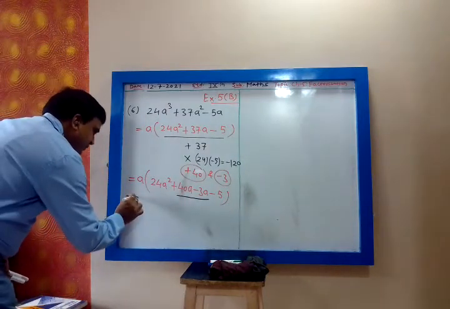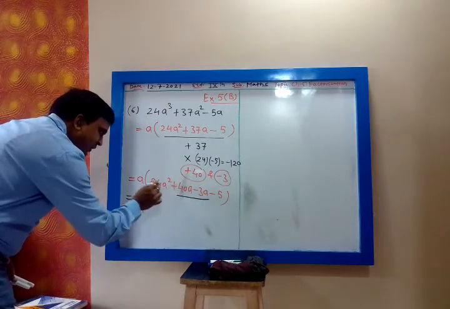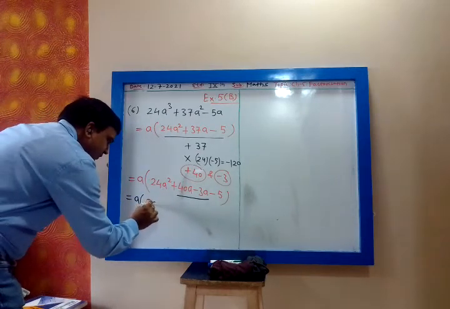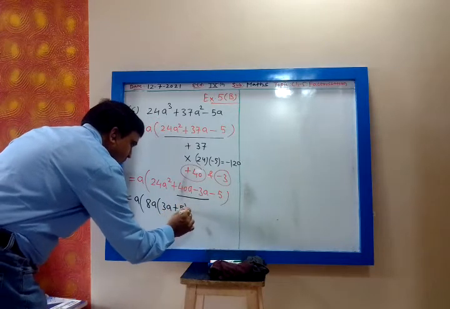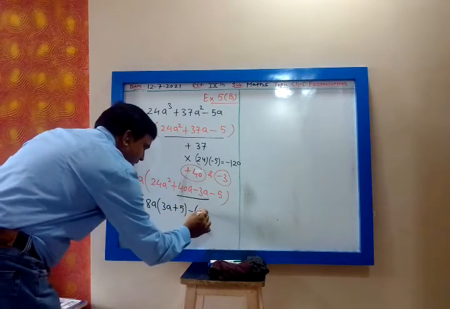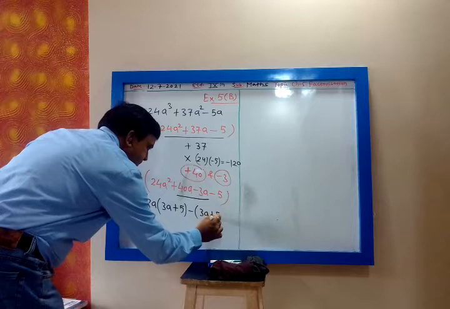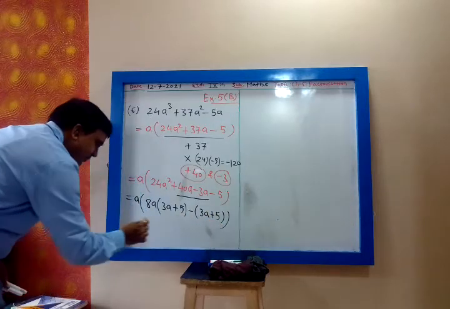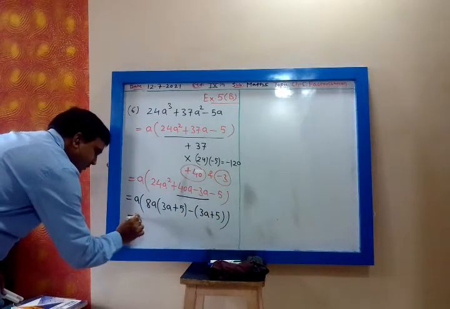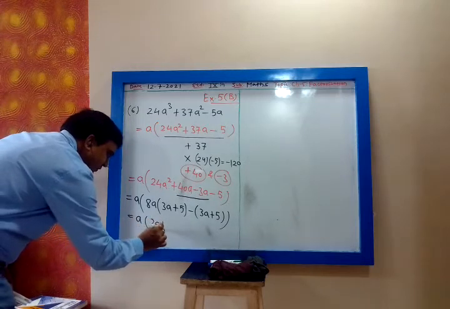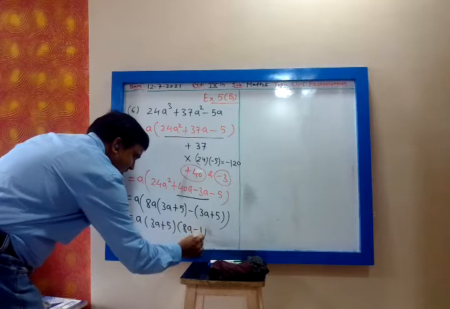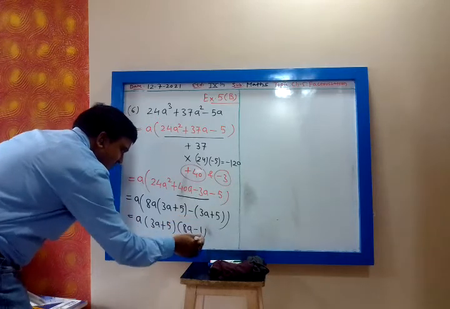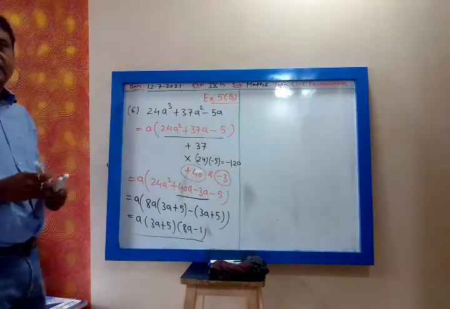So that is 8a into, what is common in 40a and 24a? 8a is common. So that is 3a plus 5, minus, I will take common, then it is 3a plus 5. 3a plus 5 is common. Then what is left? 8a minus 1. Nothing is there means 1 is there. And this is the factorization.